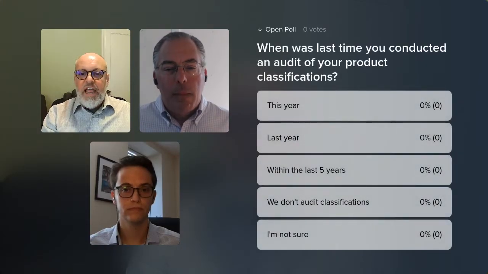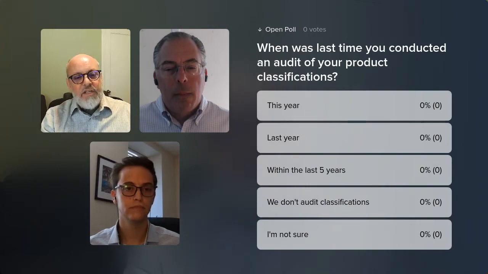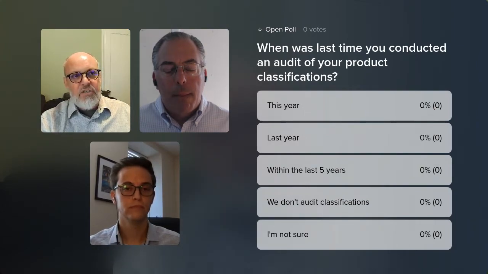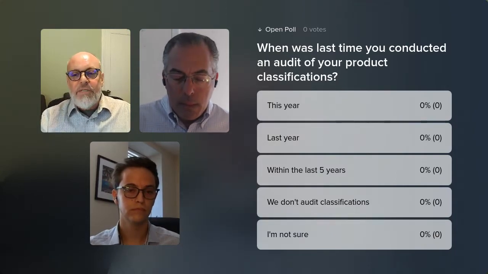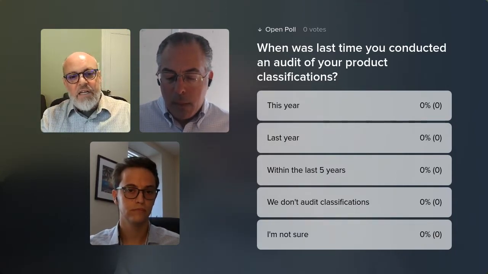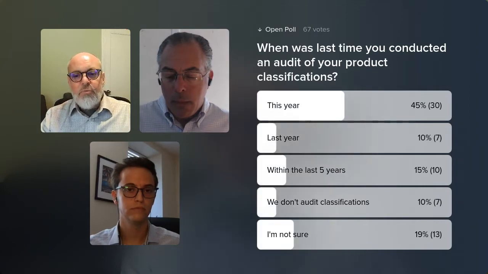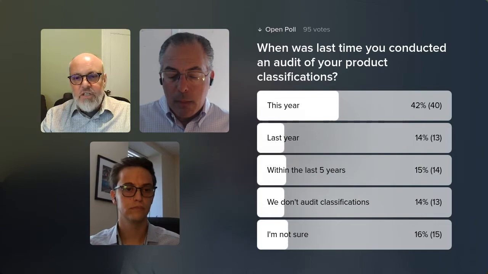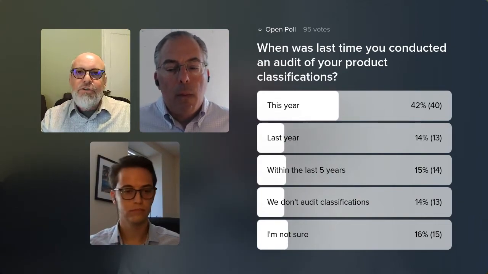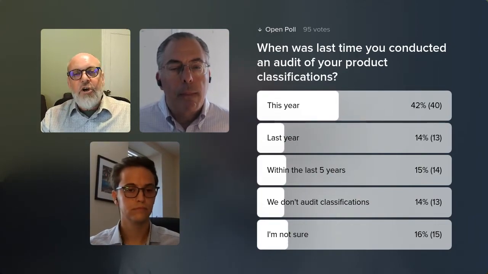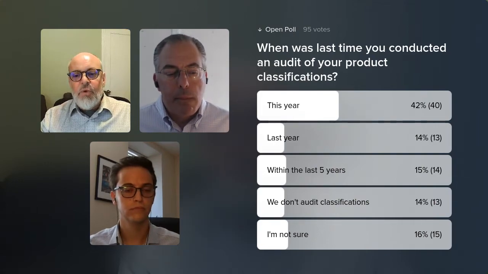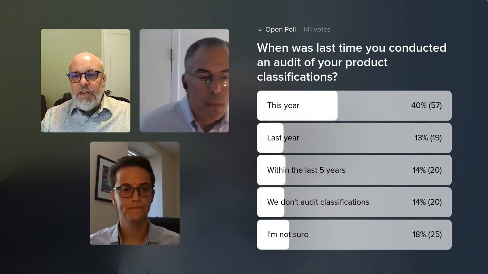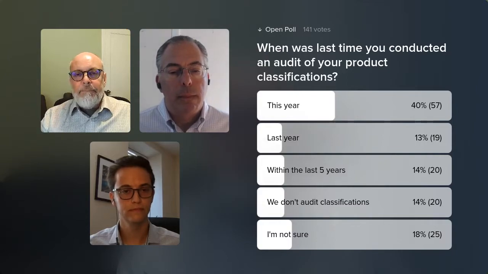Let's move on to our next question. One of the things that we're going to be talking about in a little bit is our recommended process for getting ready for this update. And one of the things that we recommend that companies do along with this process is conduct an audit of your product classifications. And now is a perfect opportunity for you to conduct an audit because we know that there's some changes.